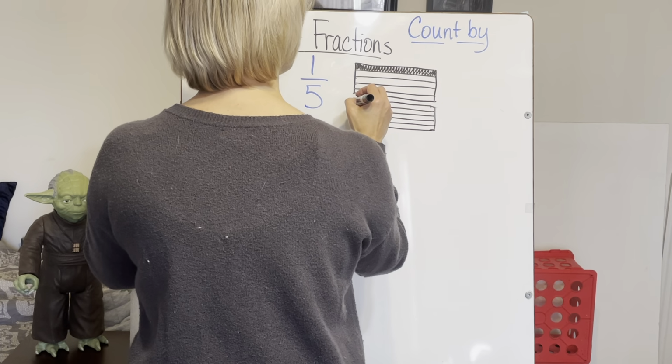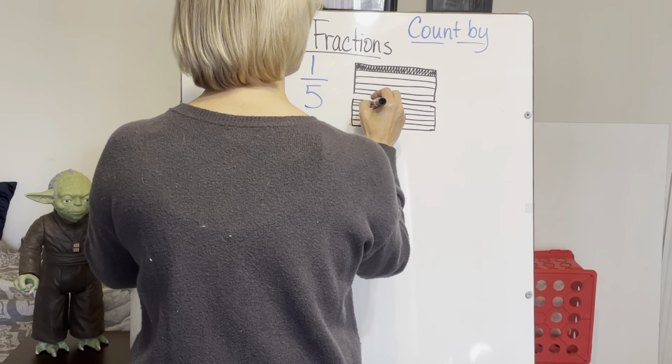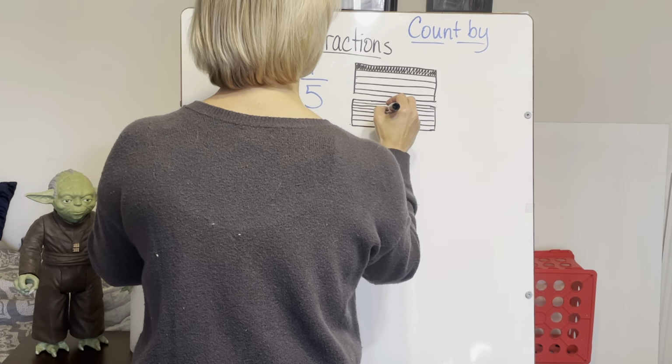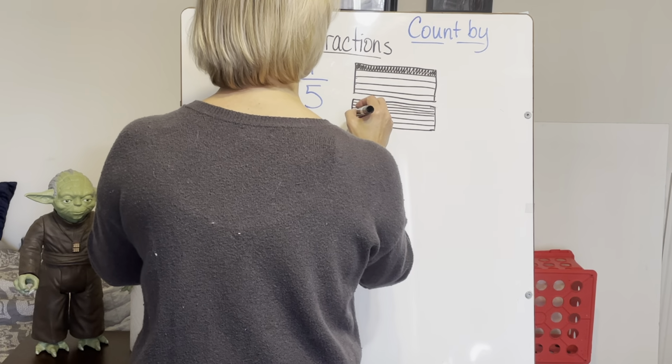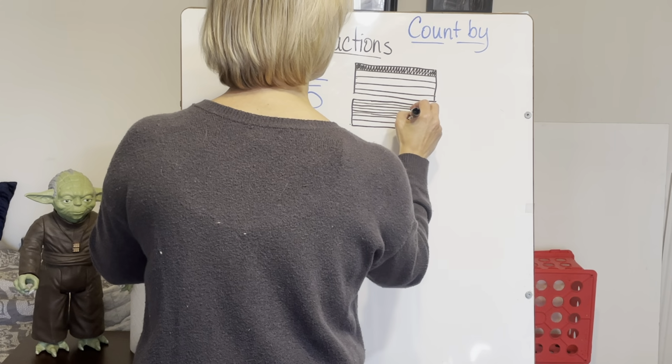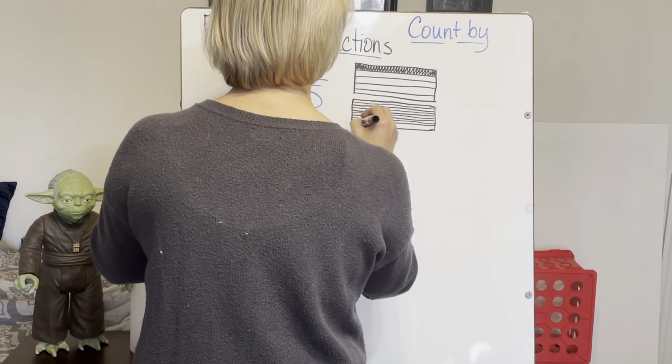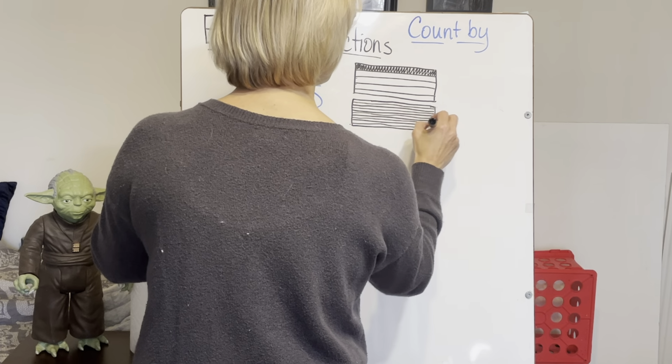1, 2, 3, 4, 5. And then I'm going to create tenths by cutting each one of these in half, which is really not easy to do. I know some of these are going to be a little bit wavy because of my marker. All right, so now I've got tenths.